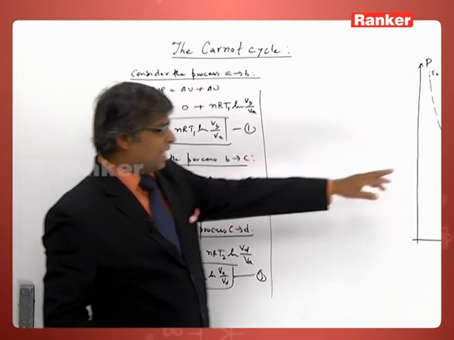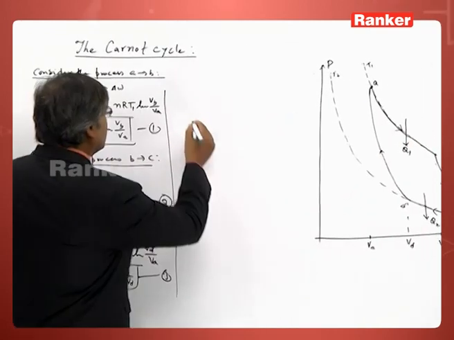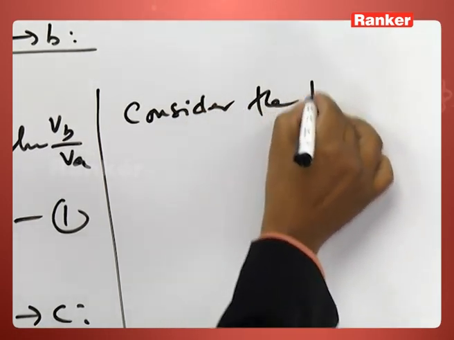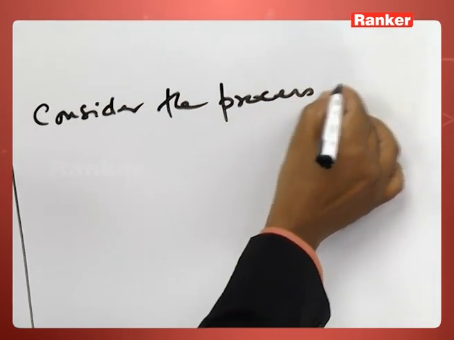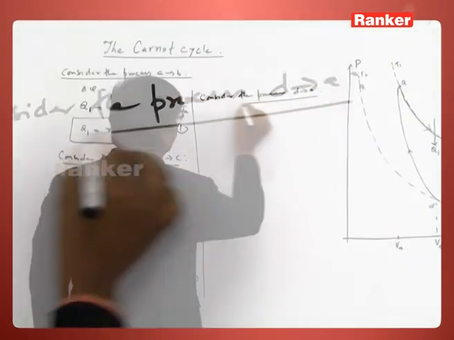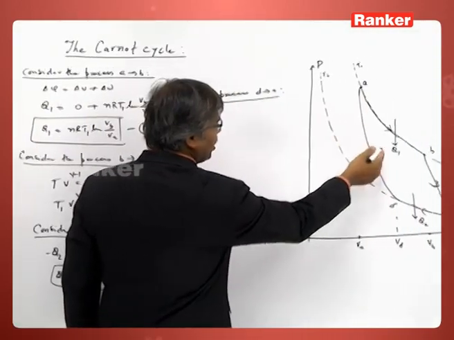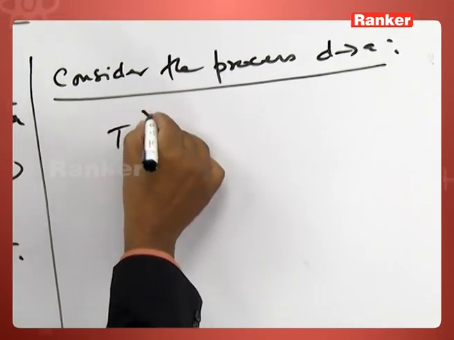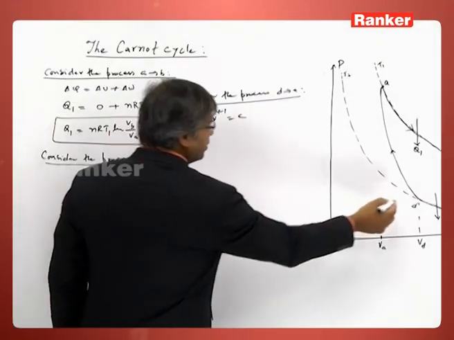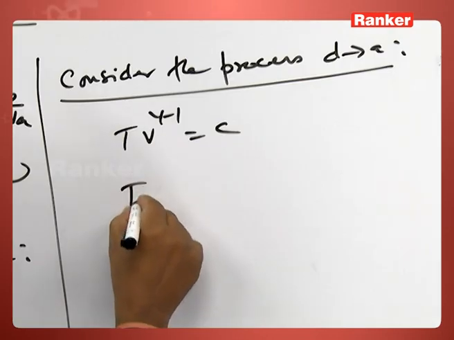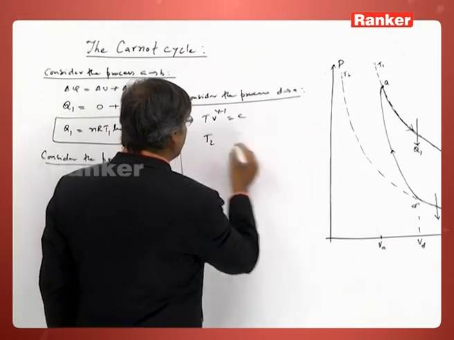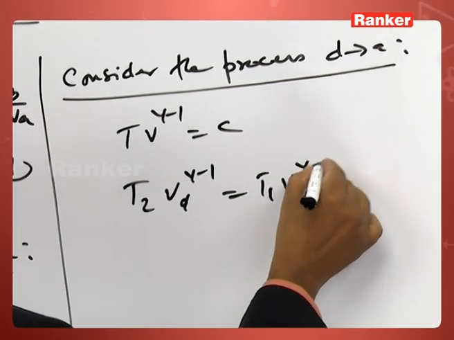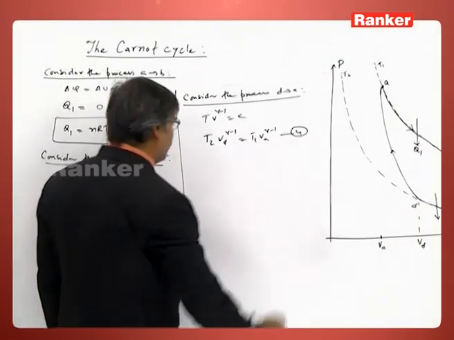Now the final process D to A. So consider the process D to A. Again, this is an adiabatic process, no heat exchange. So we will write TV to the power gamma minus 1 constant. So here T2 Vd to the power gamma minus 1 is T1 Va to the power gamma minus 1. This is equation number 4.